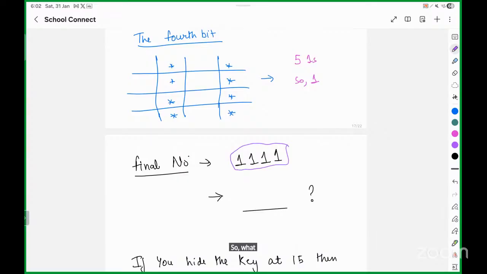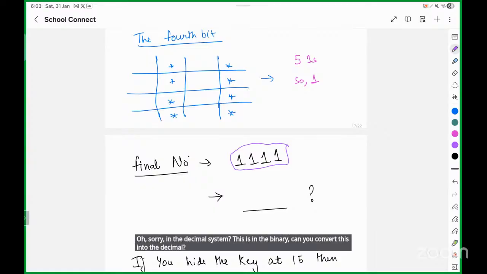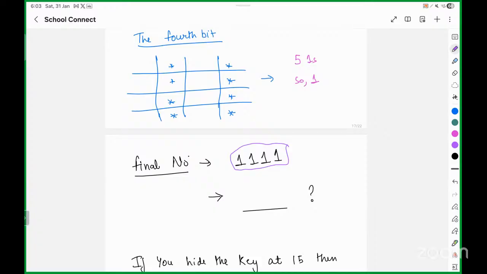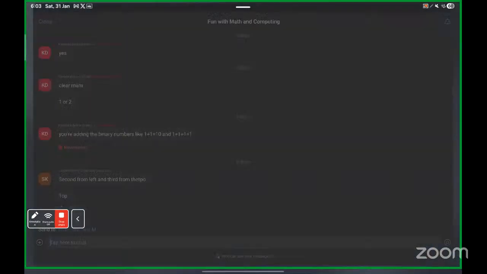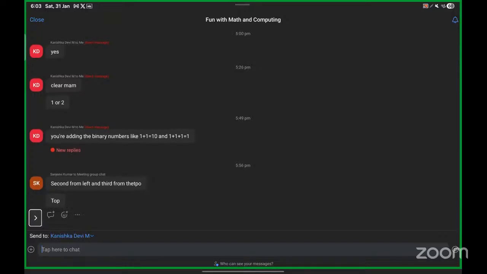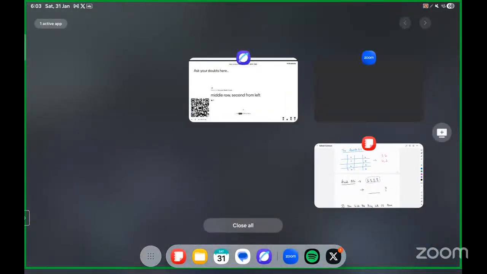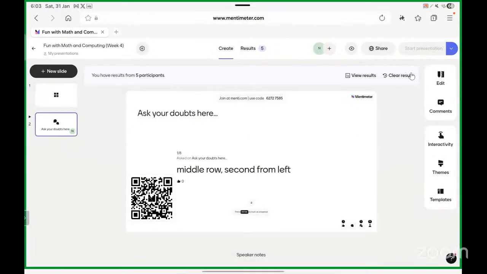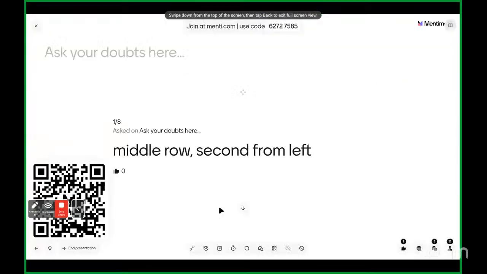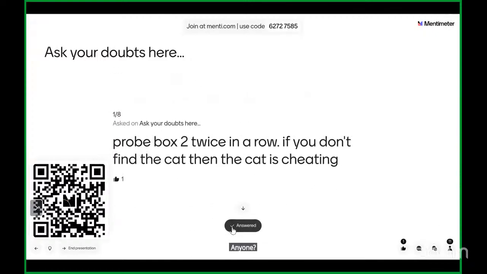So what is this in binary? Can you tell? Anyone? What is this in binary? Oh, sorry, in the decimal system. This is in binary. Can you convert this into decimal? Second from left and third from top. Yeah, Sanjeevani, you're right. Anyone? What is 1, 1, 1, 1 in decimal?